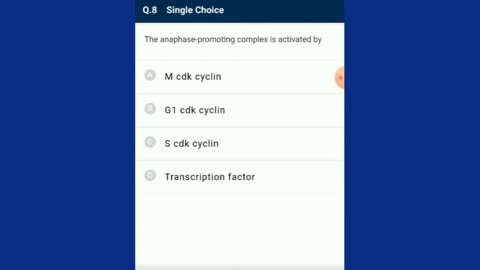Question number 8. The anaphase promoting complex is activated by. The cell cycle is controlled by the enzymes like cyclin dependent kinase, that is CDKs. The CDKs phosphorylate amino acids like serine and threonine, which initiate or block activities related to cell cycle. In eukaryotes, multiple cyclins are present and each of which act during a specific checkpoint in cell cycle regulation. Common classes of cyclins include G1 phase cyclins, G1/S phase cyclins, S phase cyclins, M phase cyclins. So the answer is option A, that is M-CDK cyclin. M-phase cyclins form M-CDK complex and drive the cell's entry into mitosis and act on the anaphase promoting complex.